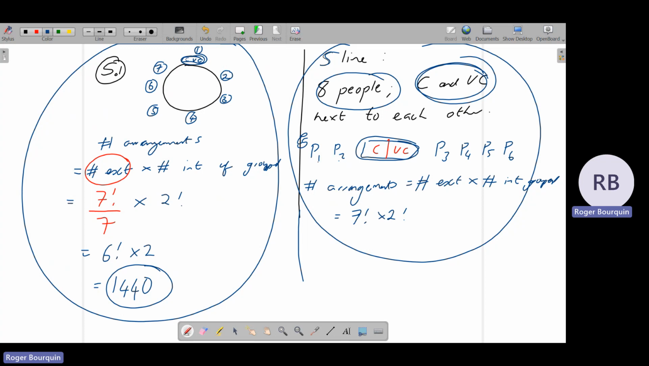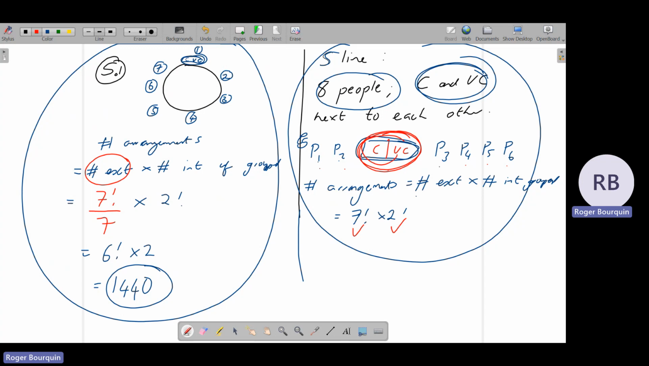You could have the chairman and vice chairman next to each other, and then the other people over there. The principle I use when I've got some things grouped and some things not is: number of arrangements equals number of external arrangements times number of internal arrangements. I treat the pair as a single letter. The external arrangements: I can shuffle those 7, so it's 7 factorial. The internal arrangements: I can shuffle those 2 around, which is 2 factorial, so 7 factorial times 2 factorial.